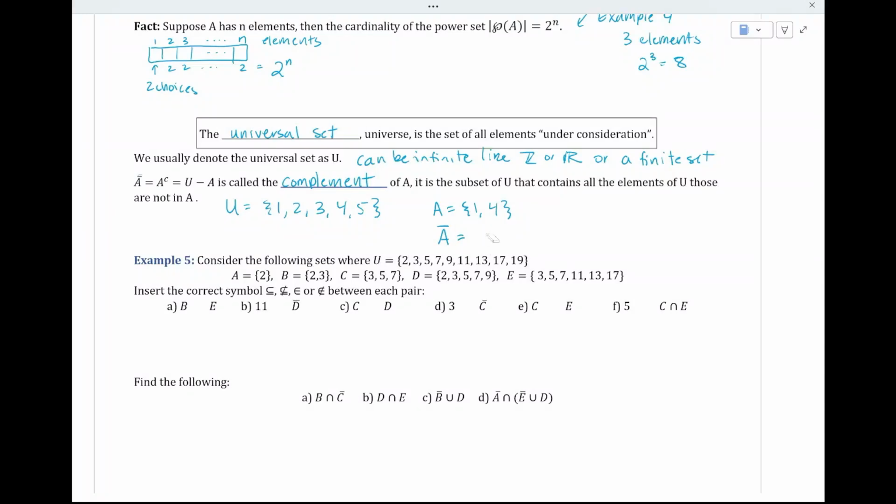So I'm looking at my universe. It contains 1, but that's in A, so I don't want to do that. But it does have 2 and 3. And then I don't want to include 4 because 4 is in A, and then it is 5. So A complement is 2, 3, and 5.